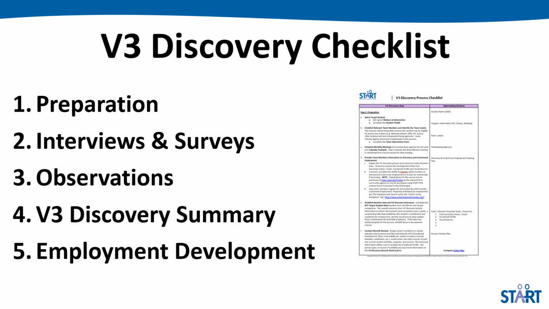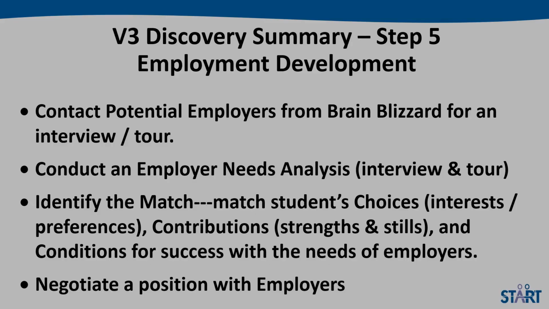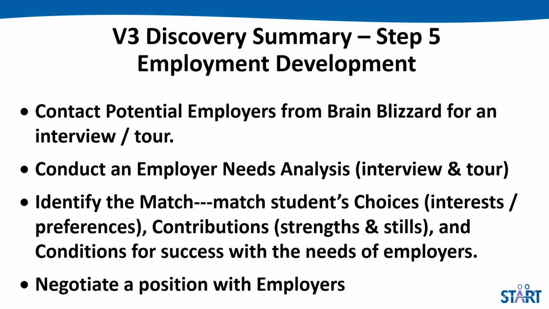So you've made it to step 5, employment development. Finally, step 5, you're on to the last step. This is where you're going to take all the information of those employers that were brainstormed in the Brain Blizzard, and now we're going to create a list of ones we're going to contact. And there's an actual tool or form on the website that goes along with the process that you can use, and this is where you're going to start making a match between the student's interest, preference, and skills and conditions for employment and the employer needs.